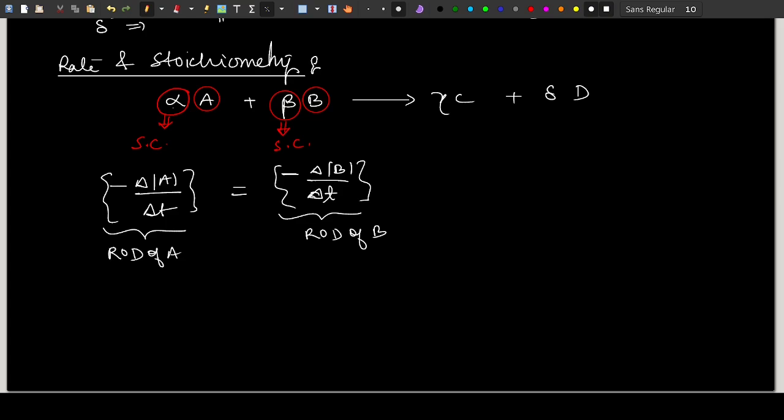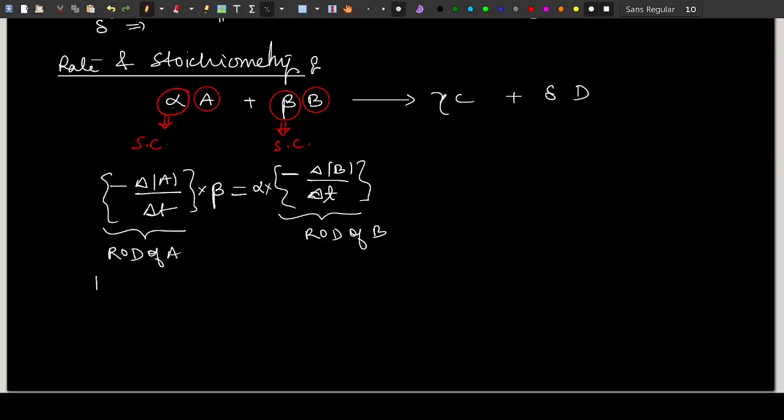So if we have to equate them, then what should we do? We should multiply this with beta and we should multiply this with alpha. To make it equal, we have to multiply these, because alpha moles of A, or alpha concentration of A, is reacting with beta concentration of B. So, how do we make it equal? That's the way by which we make it equal.